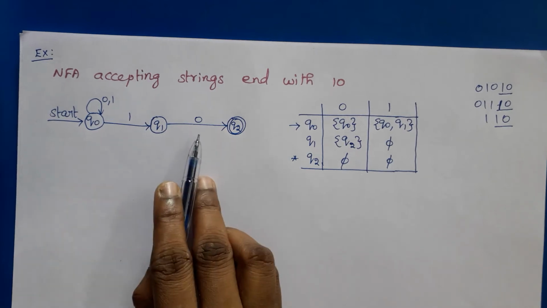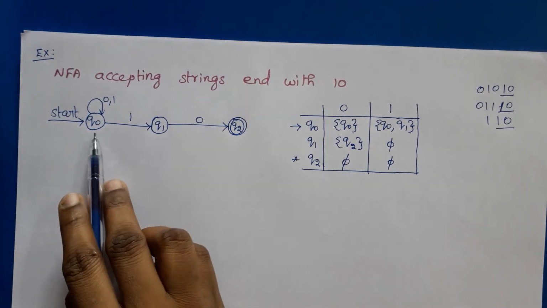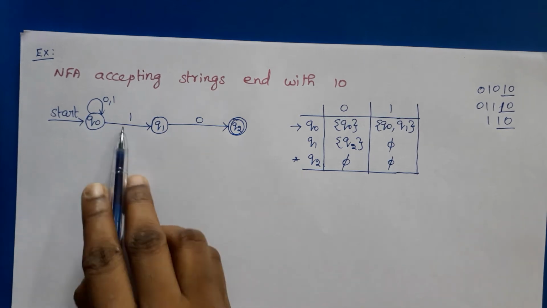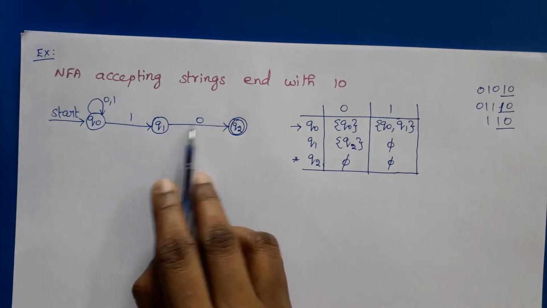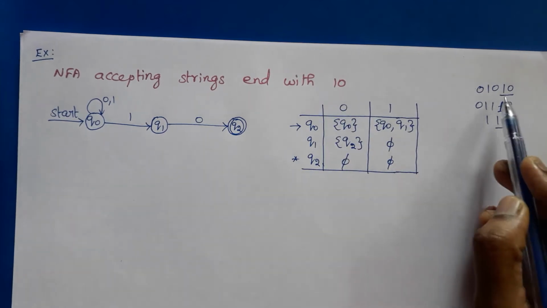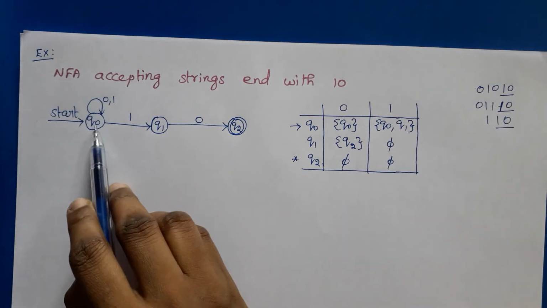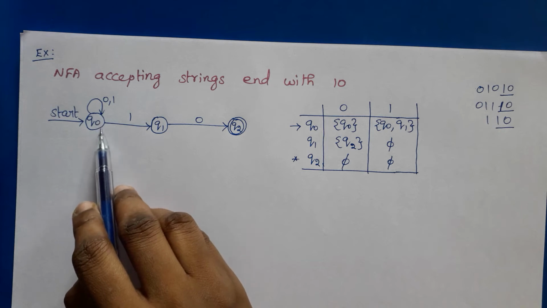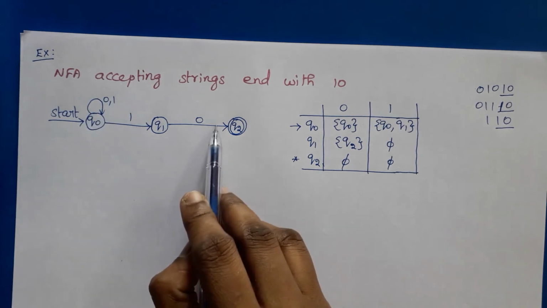So the condition is 10, so we have to draw like this. Q0 to Q1 is 1, Q1 to Q2, the arc should be labeled by 0. And since the last two symbols are 10, the previous symbols are any number of zeros and ones, so that can be drawn as a self transition. So any number of zeros and ones followed by 1, 0.